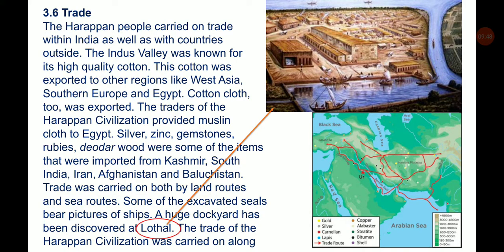Silver, zinc, gemstones, rubies, deodar wood were some of the items that were imported from Kashmir, South India, Iran, Afghanistan, and Baluchistan. Trade was carried on both by land routes and sea routes. Some of the excavated seals bear pictures of ships. A huge dockyard has been discovered at Lothal. You can see that in the picture. The trade of the Harappan civilization was carried on for a long period.